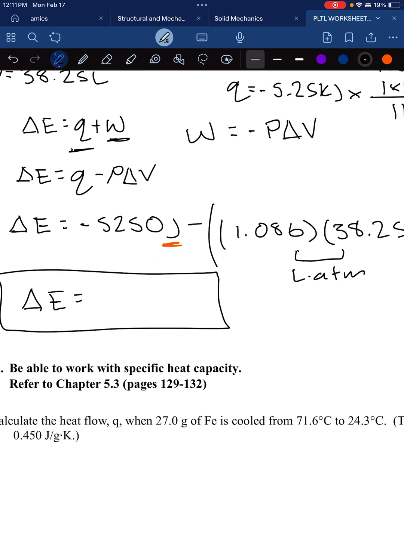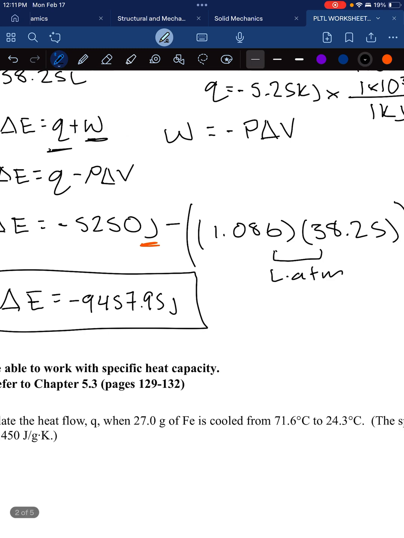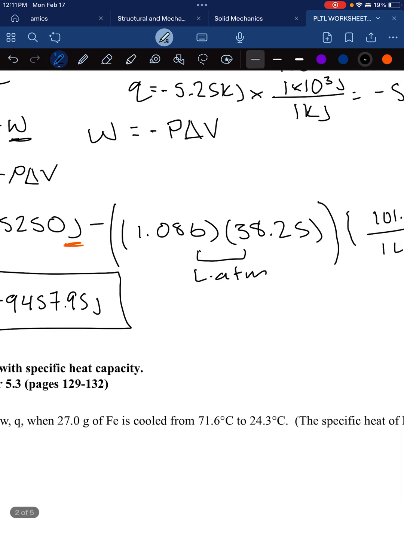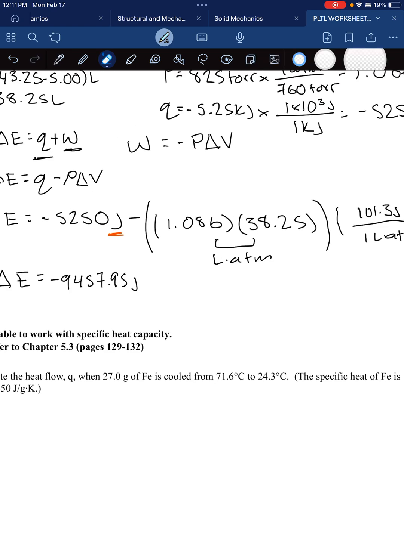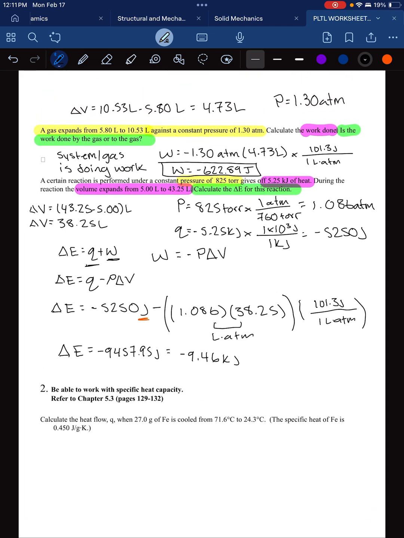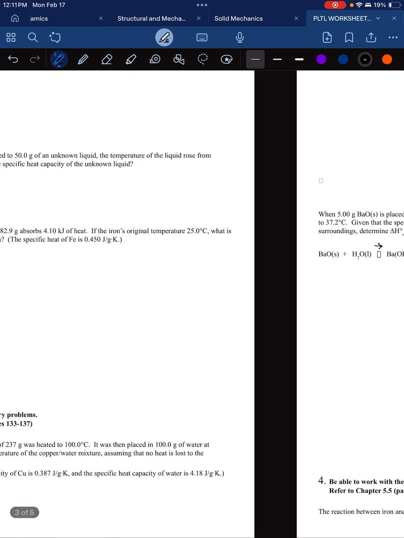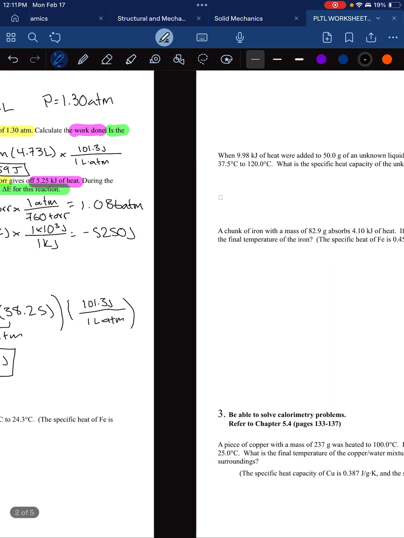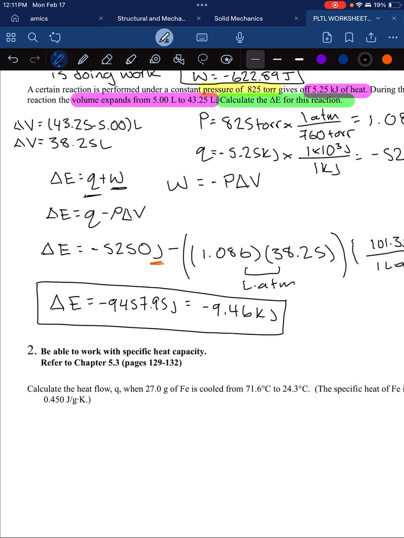And I got negative 9457.95 joules. Or, wait, sorry, clicking the wrong buttons here. Negative 9.46 kilojoules. So there's our answer. And how much time do we have left? Not too much. Let's move on to the next one.